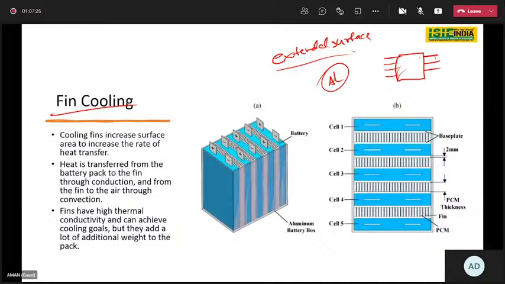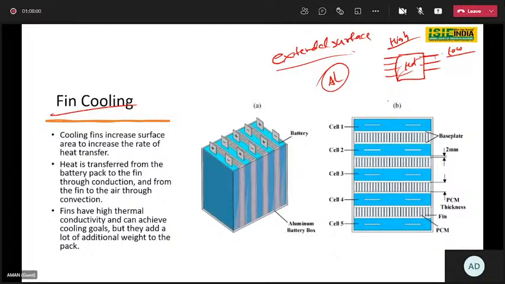So suppose this is the hot body. With this hot body, due to the conduction process, the temperature is flowing here, because this is the high temperature and this is the low temperature. As we know, as per Newton's law, for efficient thermal flow you do require a temperature difference. With the temperature difference, it keeps on flowing to this side, and here the air will take care of the rest. So this is all about the fin cooling.